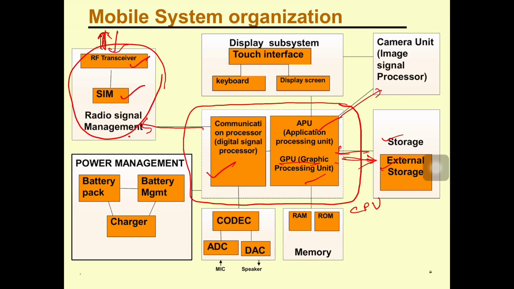Now, whatever we have stored, we have to show it, and for that we have to give the input to the mobile system. So one more unit, the display subsystem, is connected with this CPU. The display subsystem contains the touch interface. The touch interface consists of a keyboard as well as a display screen. The keyboard is used to provide the input to the touch interface, whereas the display screen provides output to the user.